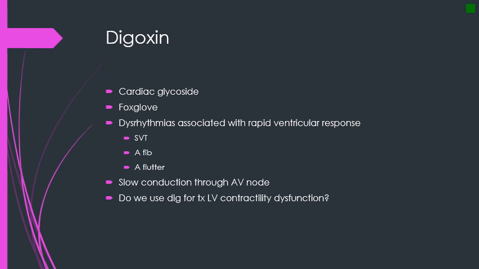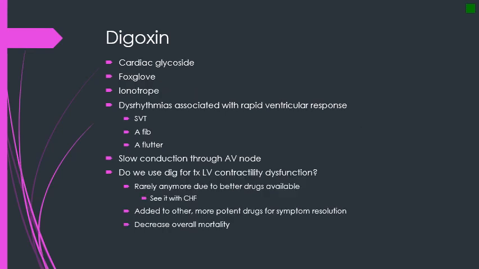We typically use it anymore for dysrhythmias associated with a rapid ventricular response. You'll see it given to patients that have a history of SVT, AFib, or flutter. It does slow that conduction through the AV node. Now, it does increase contractility, but the question is, do we use DIG for treatment for left ventricular contractility dysfunction? Is this a first-line treatment medication? And the answer is no, not anymore.